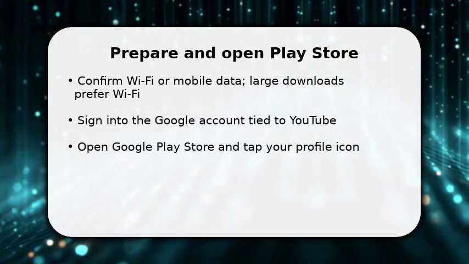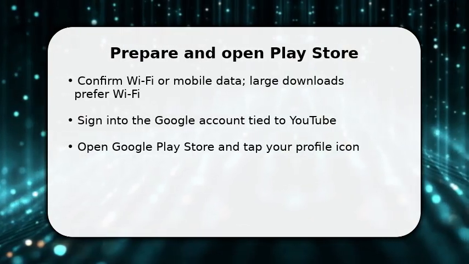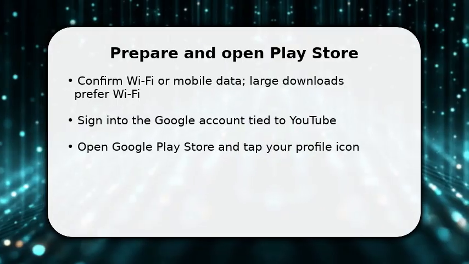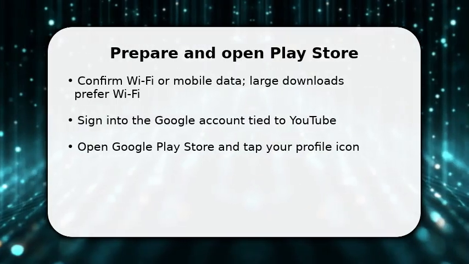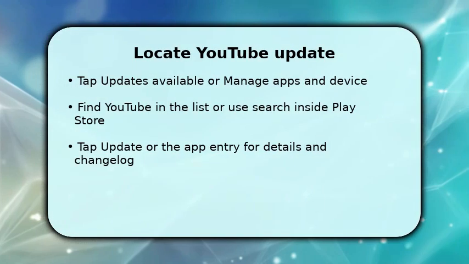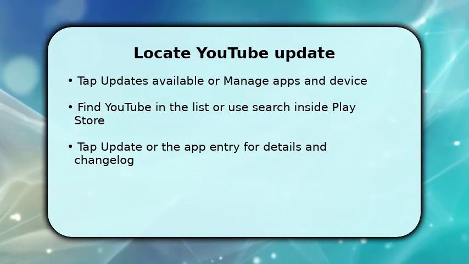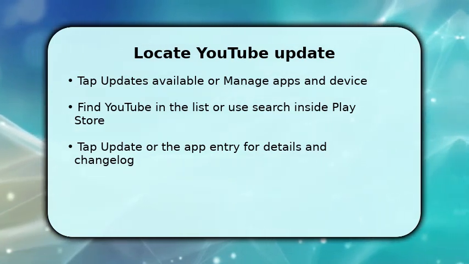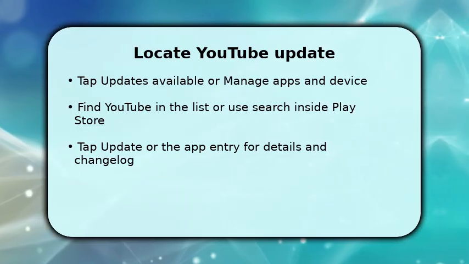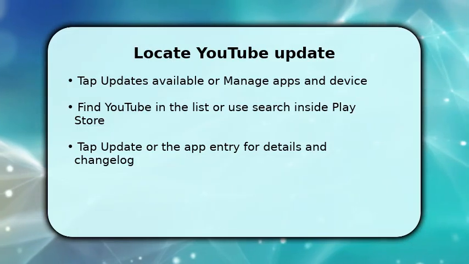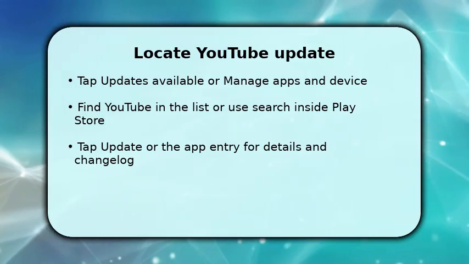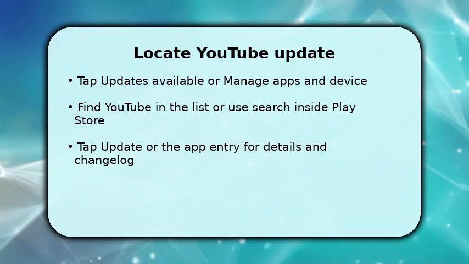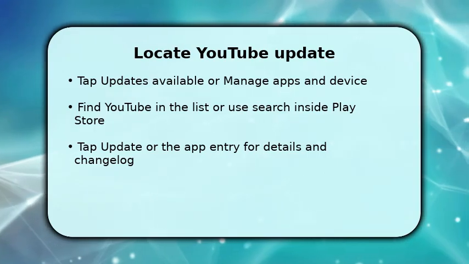After tapping your profile, select Manage Apps and Device so you can see pending updates and start the actual update process without delay. Once done, go to Updates Available or Manage Apps and Device and choose See Details so you can find YouTube quickly. You should locate YouTube in the list. If it's not visible, use the Play Store search and open the app page directly. This reveals whether an update is available and any required permissions.